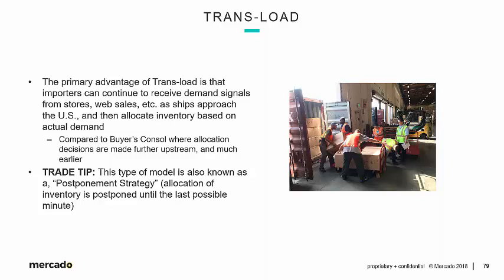As we see in our sub-bullet, compared to buyer's consol, where allocation decisions are made further upstream at origin and much earlier, with transload, as an importer, we can wait. Containers, full containers, are coming from vendors. They're on the water. They're getting closer and closer to the United States port of arrival. All the while, we as the importer can receive demand signals, point of sale information from our stores, web orders, and based on that actual demand, we can decide on what to do with the contents of these ocean containers. What do we mean by what to do with the contents? What DC are we going to send merchandise to based on actual and very recent demand signals?